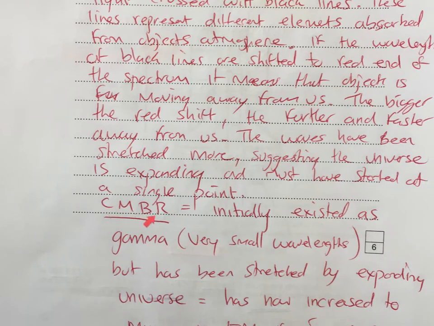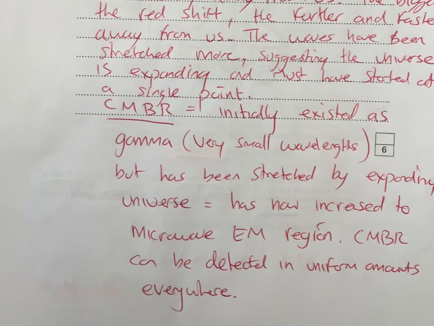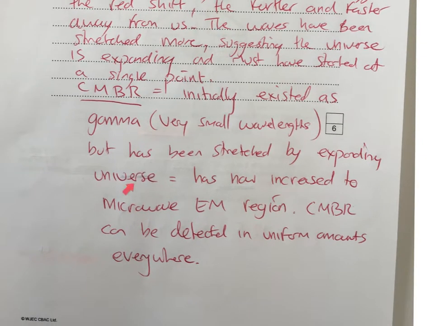In terms of cosmic microwave background radiation, this is like the leftover footprint or fingerprint from the Big Bang. Initially it would have been gamma, really high energy and short wavelengths. But as time has progressed, the wavelength has been stretched by the expanding universe, that redshift, and has now increased to the microwave region. So it would have gone through every one of those EM spectrum regions until we get to microwave, and one day it'll become radio wave. It'll be stretched that much. And this can be detected in uniform amounts everywhere.